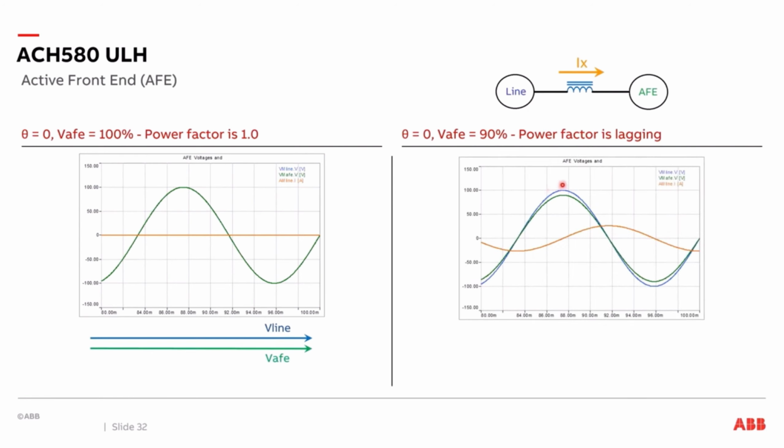If we come here and look at this, the voltage of the line is in blue, the voltage of the active front end is in green, and the current is being shown in orange here. In phasors, the voltage of the line has not changed. The voltage of the active front end is now 90% of the voltage of the line. Therefore, we now have Vx. Vx is the difference between the voltage of the line and the voltage of the active front end. Because we're going through that reactor, now Ix is a 90-degree phase shift. So current is lagging by 90 degrees.